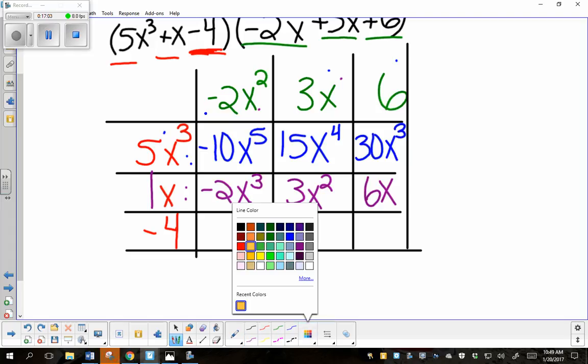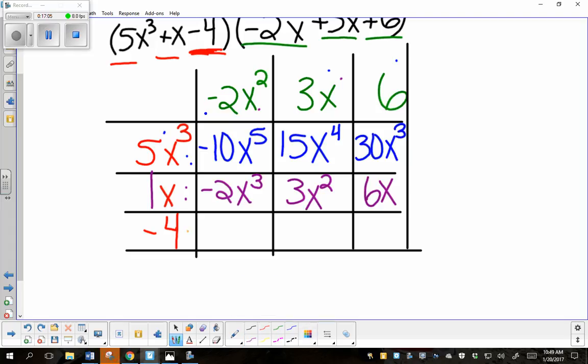And then this last row down here, we've got -4 times -2x squared. Negative times negative is a positive 8x squared. Second box, we've got -4 times positive 3x, so that's -12x. And then in our last box, we have -4 times positive 6, so that's -24. Oh, I don't know why that turned yellow.